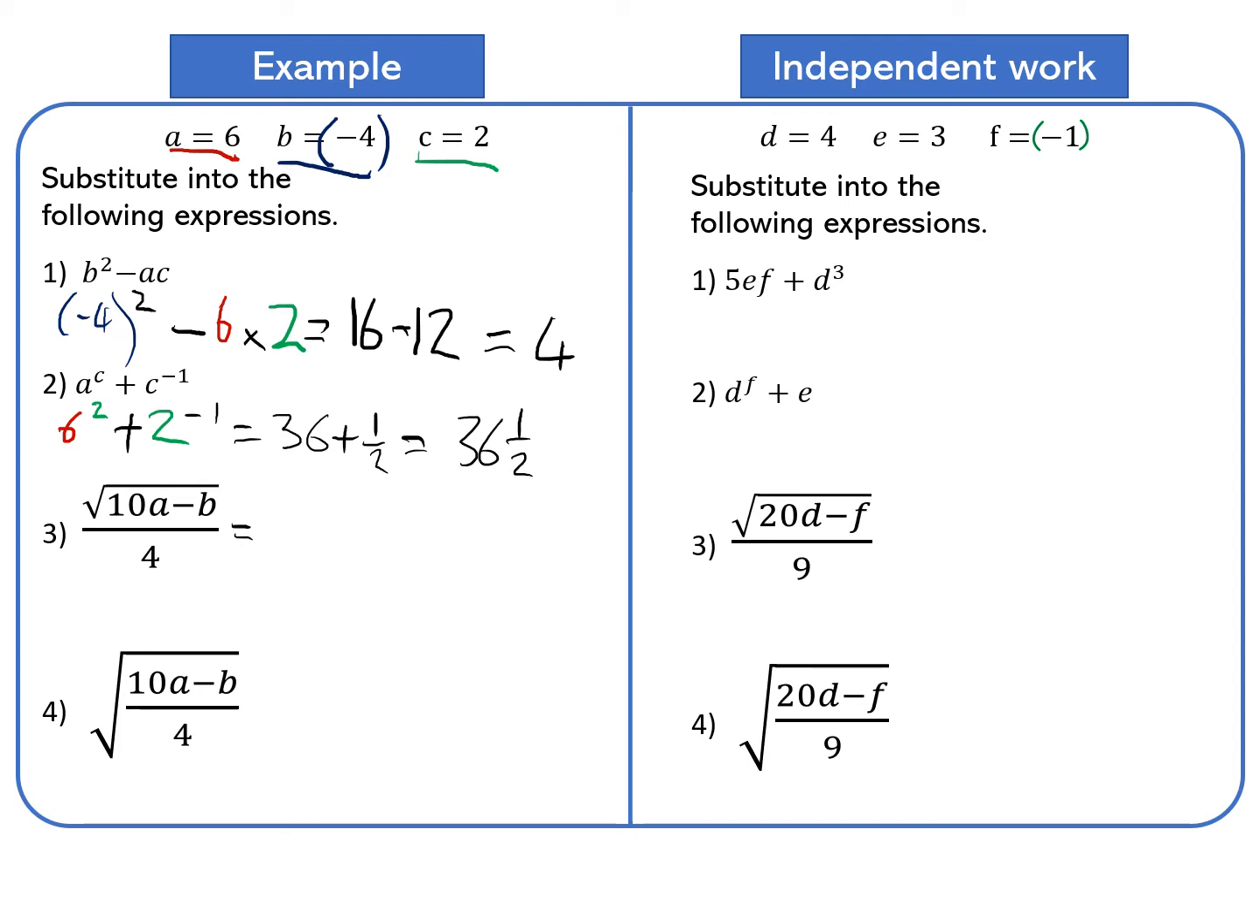Okay, 3 and 4 look fairly similar. What are the differences? Let's find out. So I've got 10 times A, so that's 10 times 6 minus B. And again, I'm going to place that in the bracket. All divided by. We can make it look better than that, can't we? So all divided by 4.